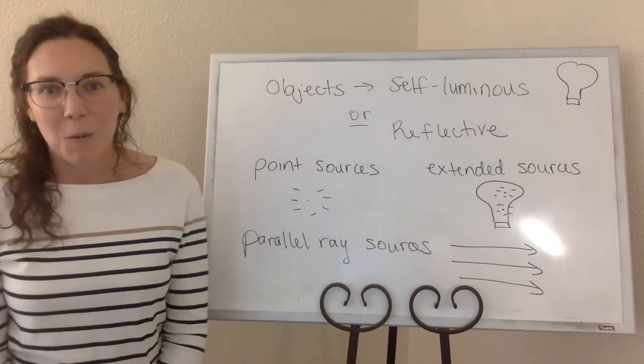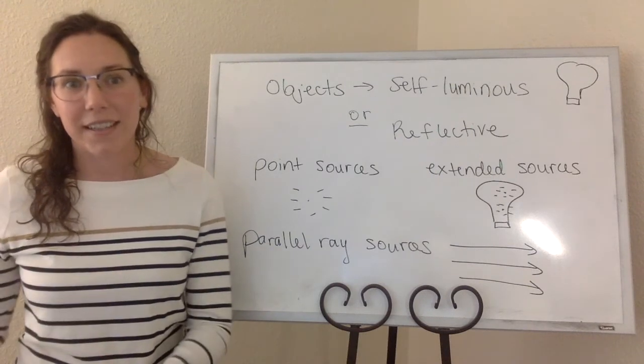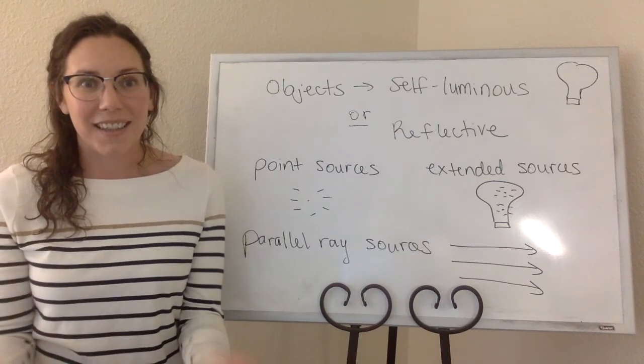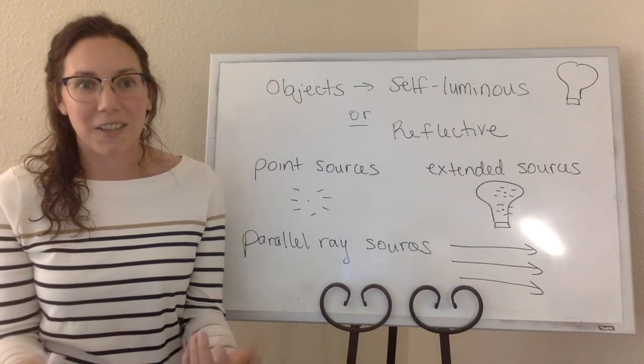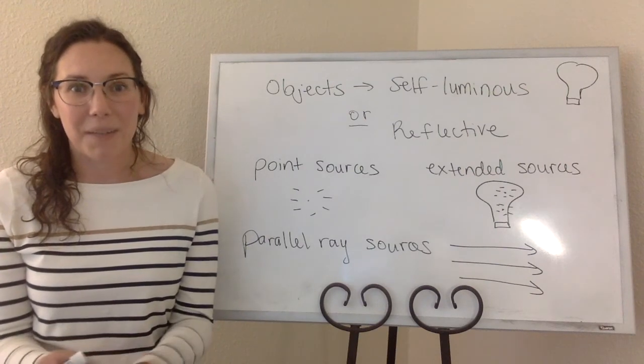Anyway, okay, so another example of a parallel ray source is a very distant object. If we look outside at a tree, something that's fairly distant, the light rays it emits are essentially parallel. And we'll use that concept as we go on to look at mirrors and lenses.